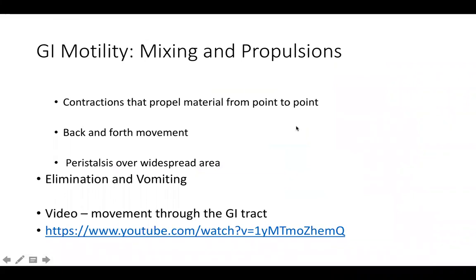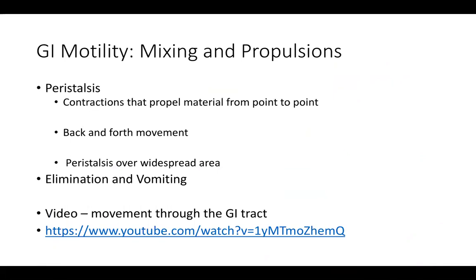Okay, GI motility. So motility is movement of the GI tract. And movement of the GI tract is what allows the contents of the GI tract to mix with enzymes and hormones that it needs to, and also allows the content of the GI tract to move downwards through the GI canal to its endpoint in the rectum and the anus.